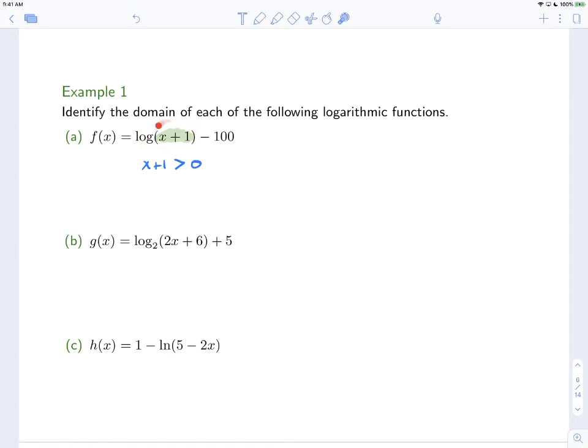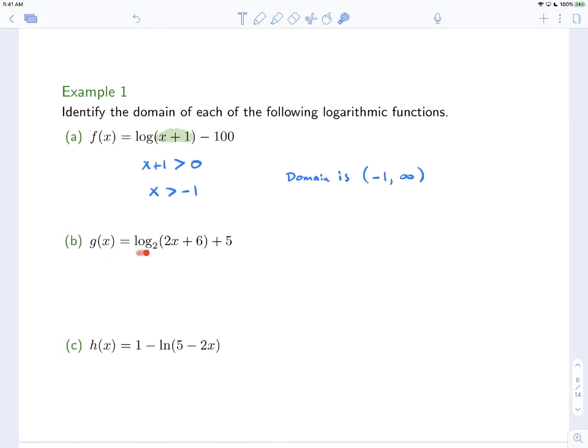Because you're not allowed to put a negative number or 0 inside of the logarithm. The fact that we have a minus 100 here does not affect the domain at all. The only thing that matters for this problem is that x plus 1 has to be greater than 0. So in other words, x is greater than negative 1. So in interval notation, the domain is the set from minus 1 to infinity. We're not including the endpoint, because if you plug in x equals 1, you get 0, and log of 0 is undefined. Okay, let's move on to b.